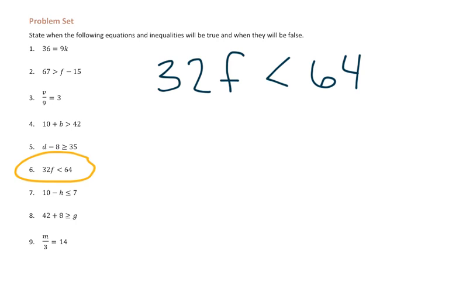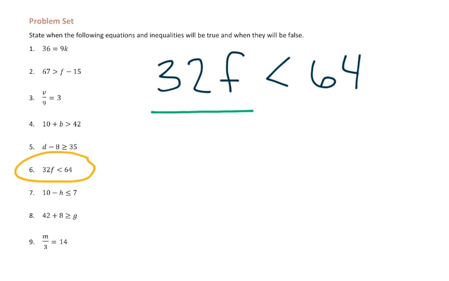For our true statement, what we need to do is first analyze the problem and find out which operation is connected with our variable. Since we know that 32 right next to f means multiplication, I need to look at it and do the opposite of that operation in order to get f by itself.